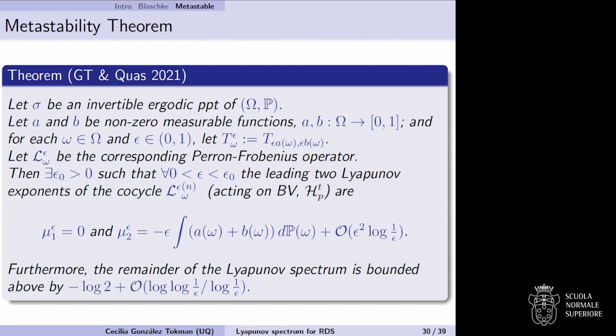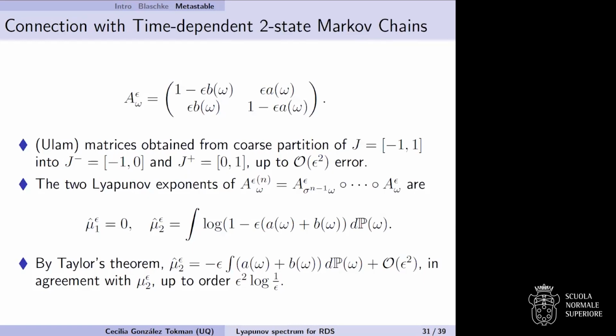So that would be giving us a random metastable system. Let me tell you a little bit about how we showed this result. And before that, just connect with the case, the simple case of 2 by 2 matrices.